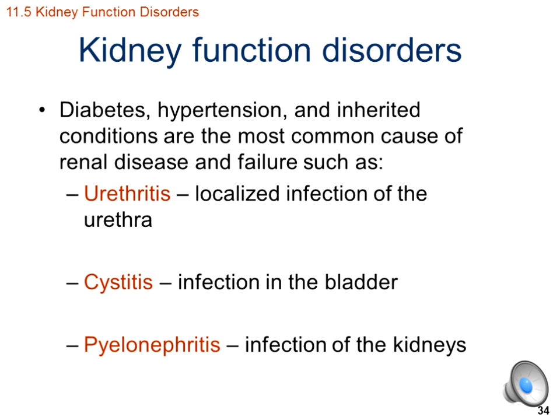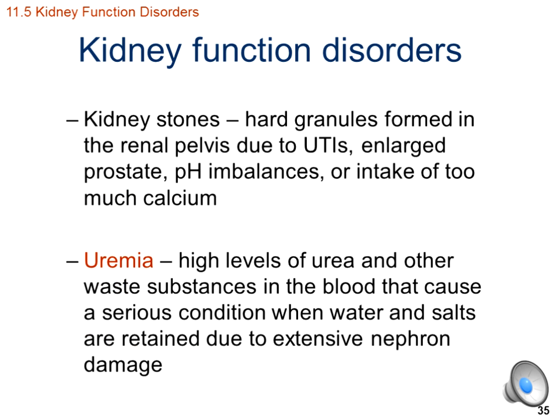So kidney function disorders: diabetes, hypertension, or high blood pressure, and some inherited conditions are the most common causes of renal diseases and failures. Urethritis is a local infection of the urethra, sometimes just known as a urinary tract infection. Cystitis is an infection of the bladder, and pyelonephritis is an infection of the kidneys. And so what we were looking at in that very first slide was an example of pyelonephritis, which is a very inflamed kidney.